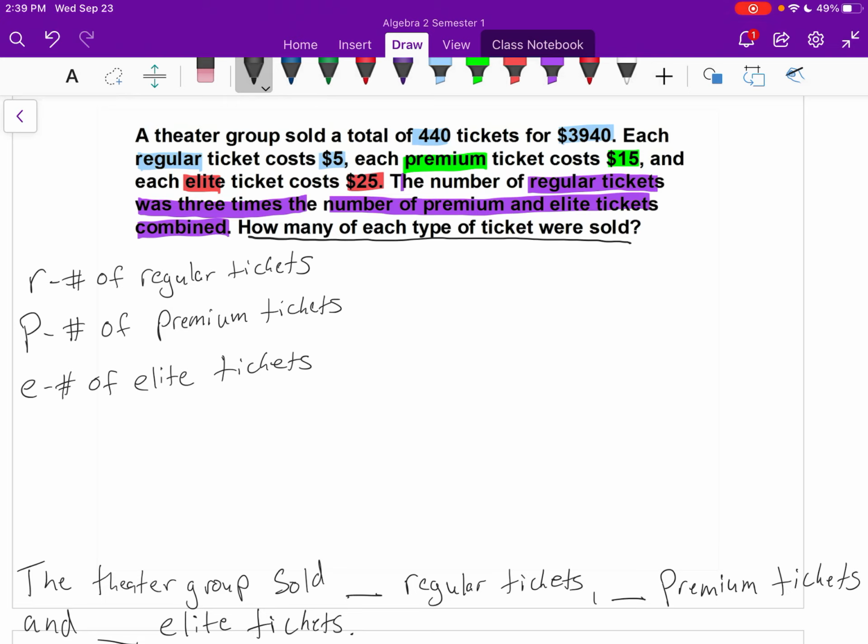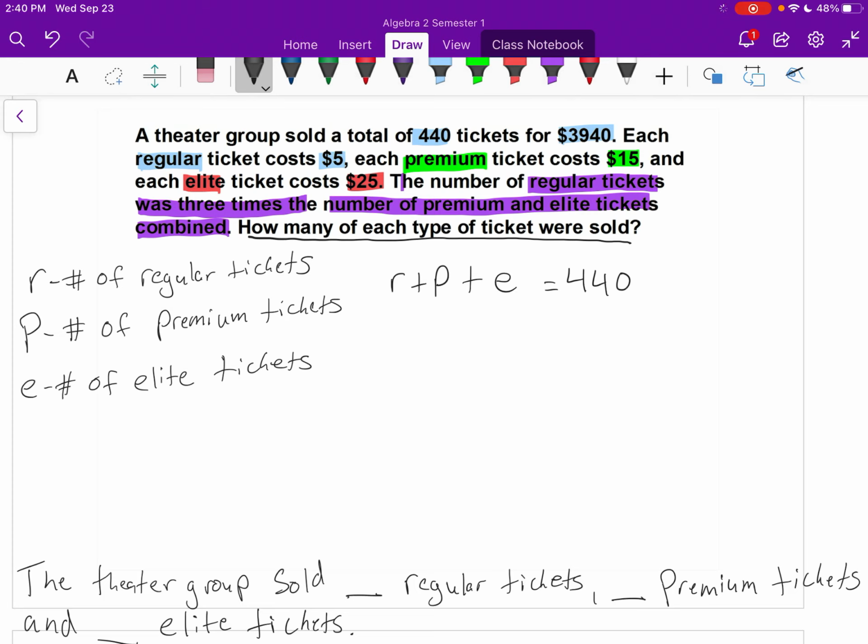Number of premium as P, and number of elite as E. Okay, so when we work with that first total, that 440, that's the total number of tickets sold. So when we look at our variables, the number of regular plus the number of premium plus the number of elite, that's our total number of tickets. So that is my first equation, R plus P plus E, because that is the total number of tickets that we sold.